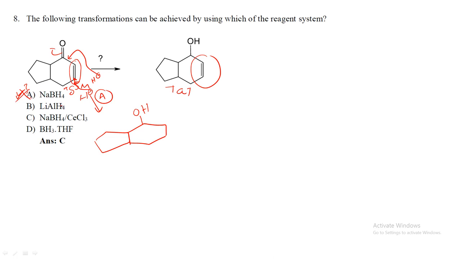And when LAH is used, it is much more reactive than NaBH4, and we have a very strong reducing agent. For this LAH, the H minus also can do the same thing like the previous one, and it can reduce the alpha beta unsaturated alkene part and do the global reduction and make this functional group globally reduced. So that's why LAH has less control. So this should not be our right answer.